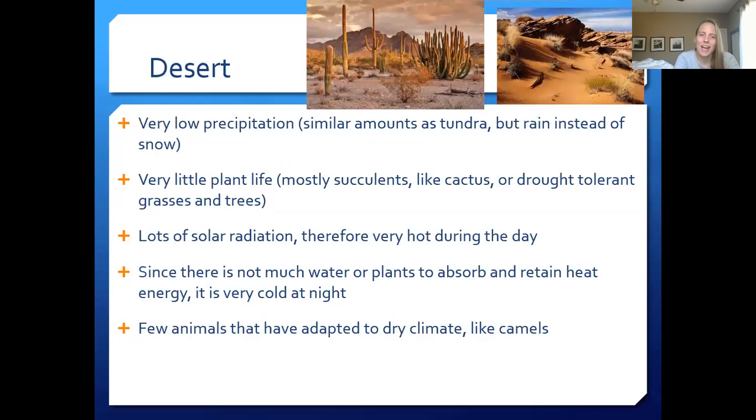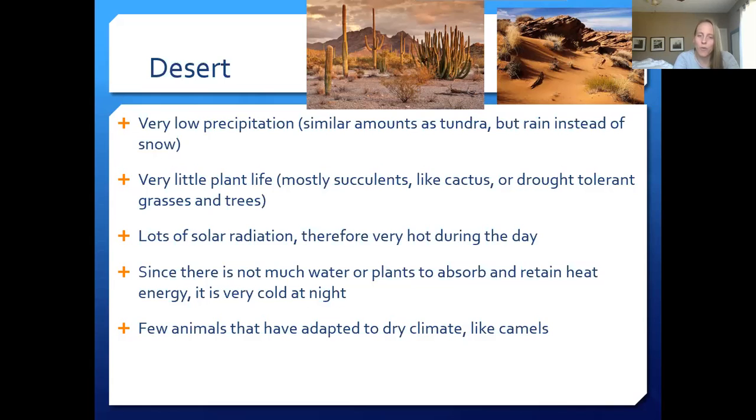Then the desert has very low precipitation, similar amounts of precipitation to the tundra, but in the desert it's usually rain rather than snow. Also has very little plant life, but in the case of the desert, that's usually cacti and other drought-tolerant plants. There is a lot of insolation, which is very different from the tundra, making it very, very hot during the day.